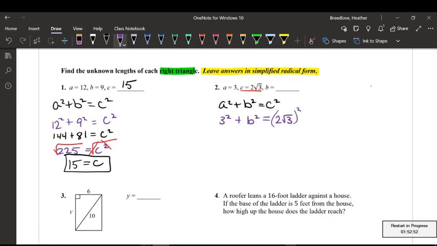Okay, so now I need to solve for B. So I'm going to square my values. 3 squared is 9 plus B squared equals 2 square root of 3 squared. So I'm going to square the 2, and that's a 4. If I square the square root of 3, square root squared cancels, so that's just 3. So 4 times 3. And I know 4 times 3 is 12. So 9 plus B squared equals 12.